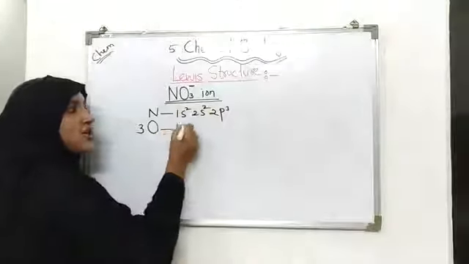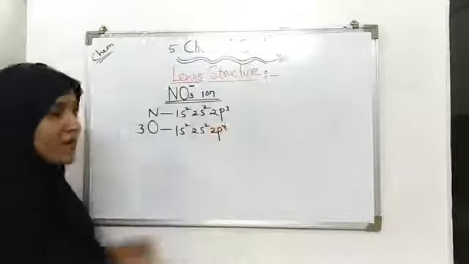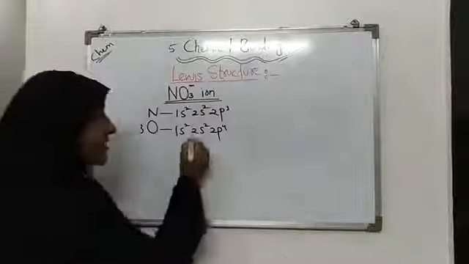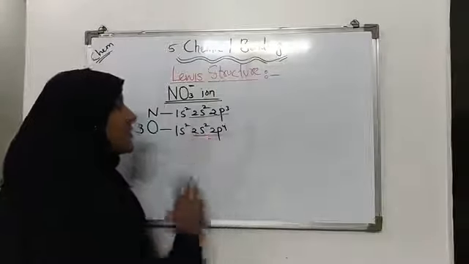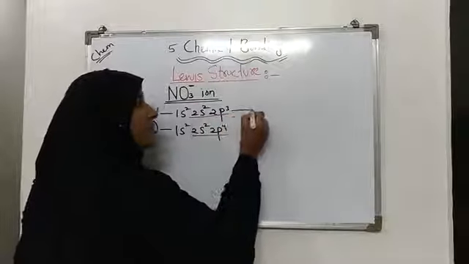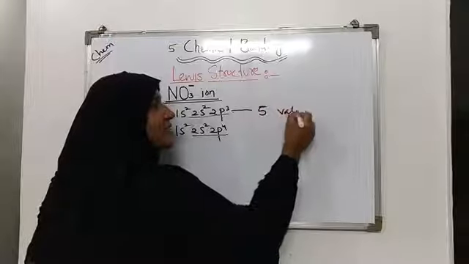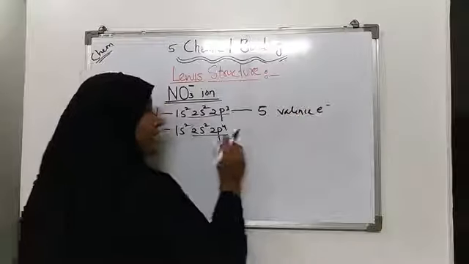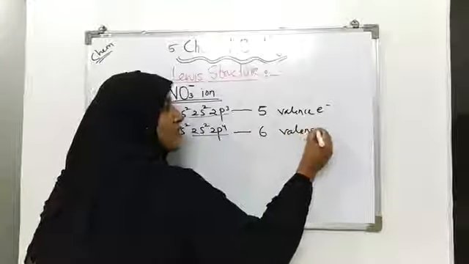फिर ऑक्सीजन का लिखो 1s2 2s2 2p4. हो गए 8 इलेक्ट्रॉन्स. अब इसके वैलेंस शेल में आप देख सकते हो दोनों के कितने कितने इलेक्ट्रॉन्स हैं. तो दिख रहा है आपको यहाँ पे कि नाइट्रोजन है 5 वैलेंस इलेक्ट्रॉन एंड ऑक्सीजन है 6 वैलेंस इलेक्ट्रॉन्स.